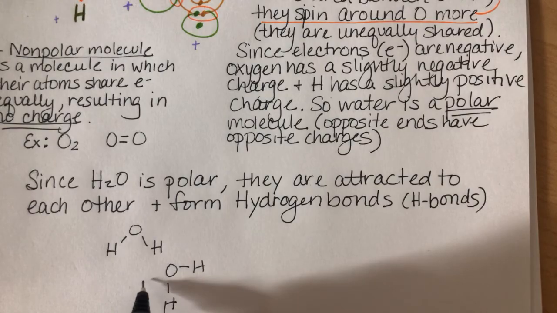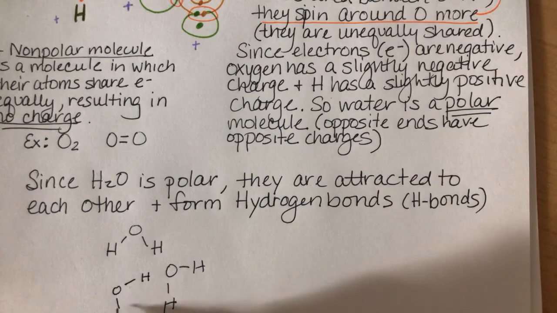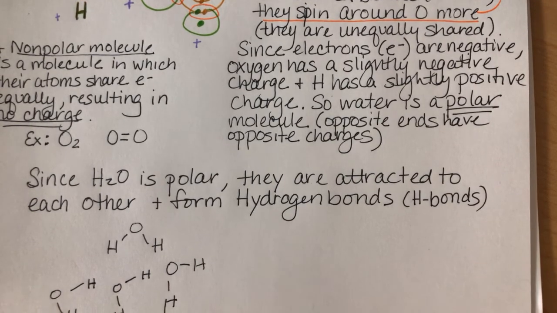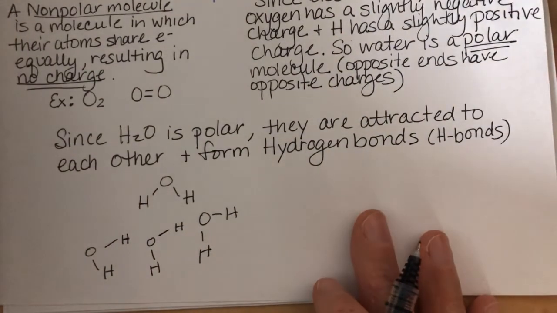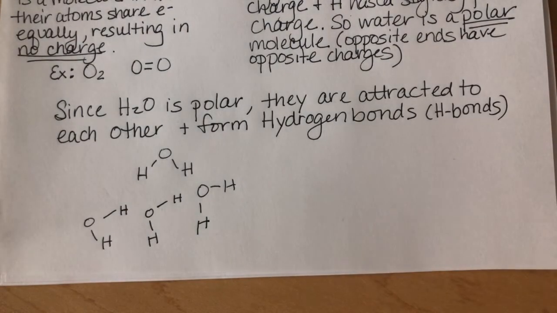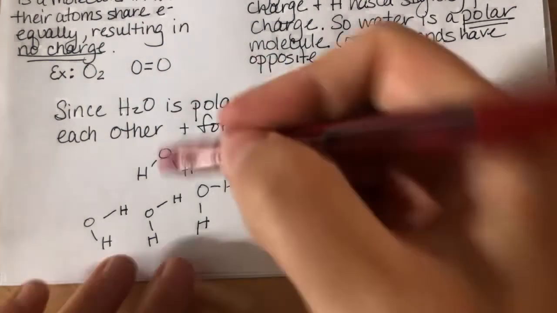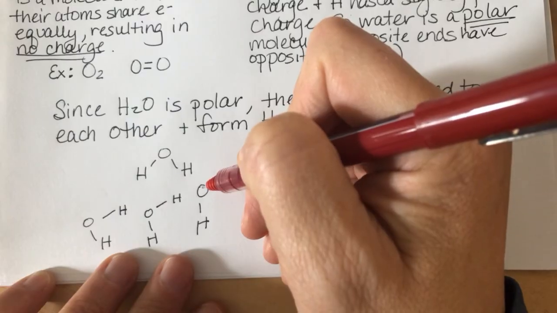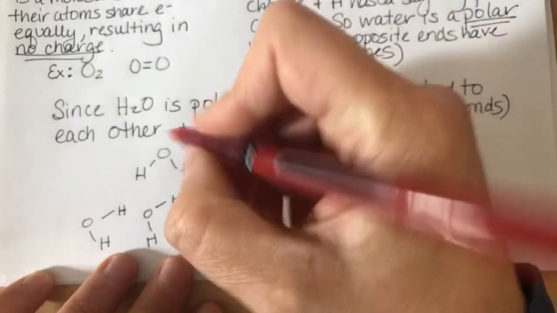Here's another water molecule, and let's do one more. If this is like in a glass of water, you have these water molecules, and because they have different charges, the oxygens are going to be negative and the hydrogens are going to be positive. Opposite charges attract. So the negative oxygen of one water molecule is going to be attracted to the positive hydrogen of another.